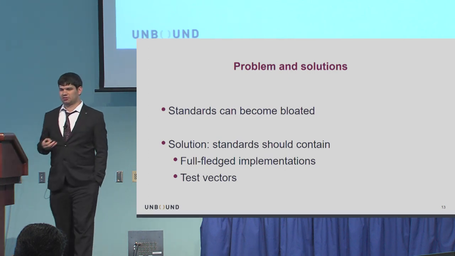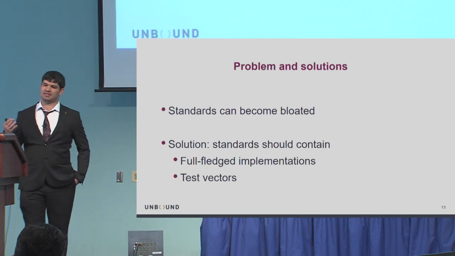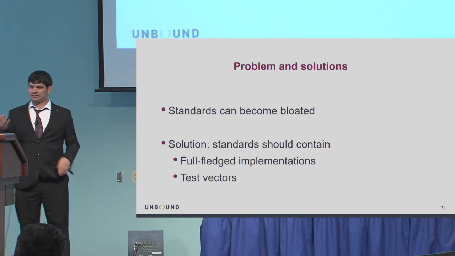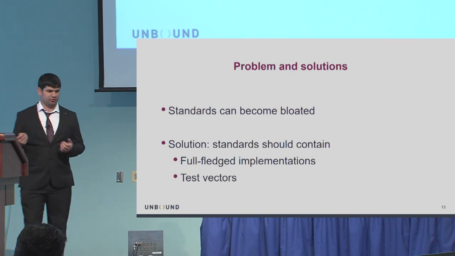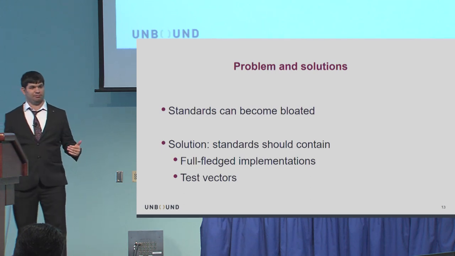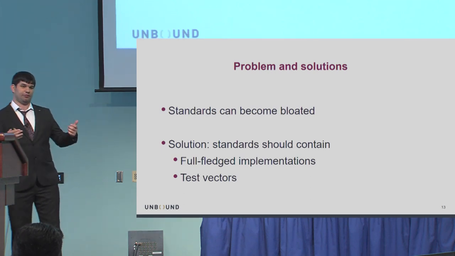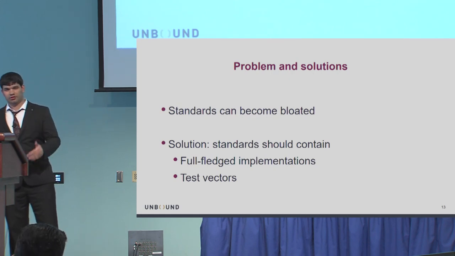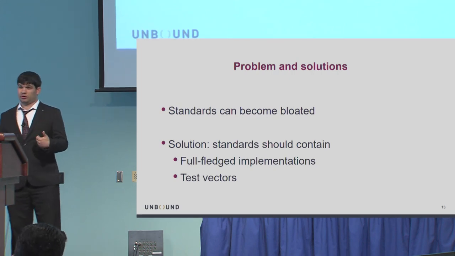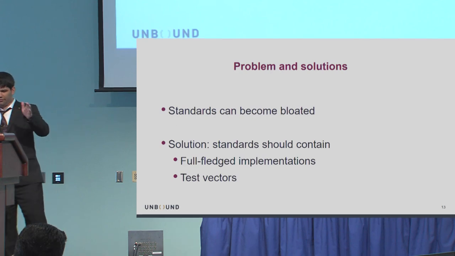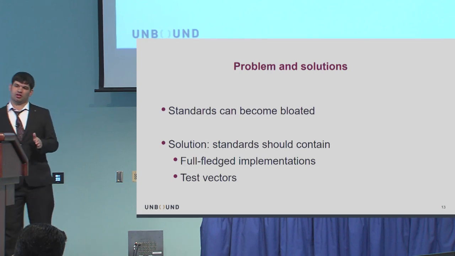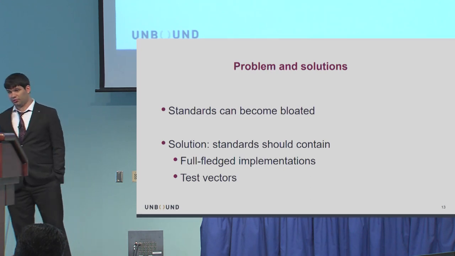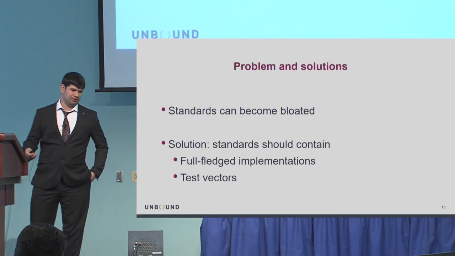So I'm going to discuss problems and solutions. One of the things is that standards can become bloated. They can be very complicated. As the previous speaker said, we should have full-fledged implementation. Why? Because if you have to implement your full standard, you're going to realize at some point that something is way too complicated. So it'll allow you to reduce the complexity of the standard. And of course, test vectors are very helpful because you know if you've done it correctly.